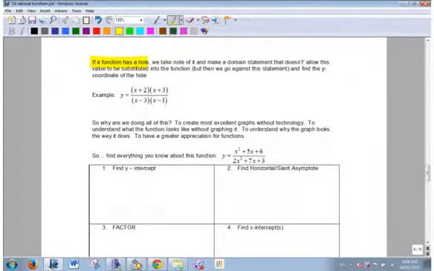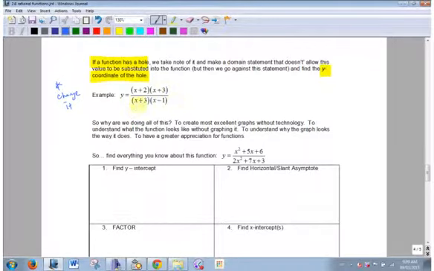If it does have a hole, we can still get the y-coordinate of it. We want to know where that hole is. This one's not really that interesting, so let's change it. Make that a plus. It must have been a typo, because I don't know why they would say this and then not give you one that has a hole in it.